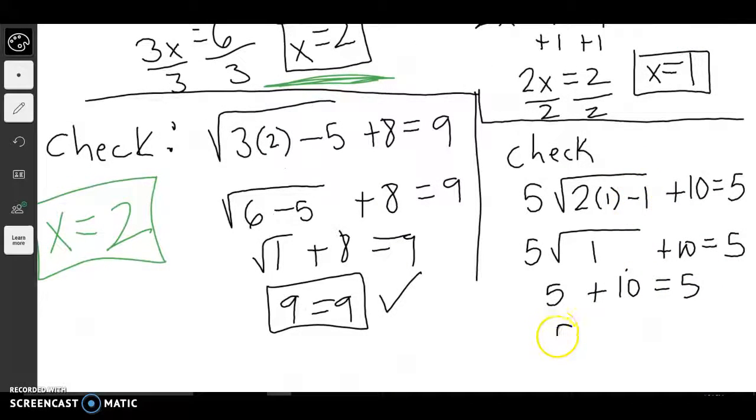And I would get that 5 plus 10 is 15, and 15, well, oh, that's not true. 15 doesn't equal 5. So this is not a solution, and I would say that my final answer is no solution.